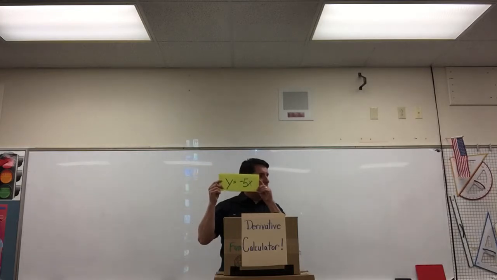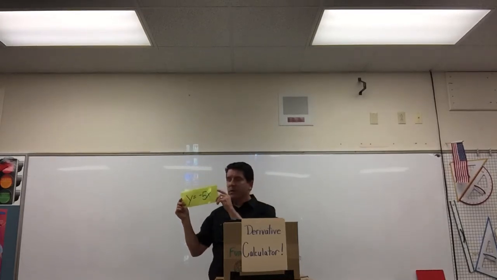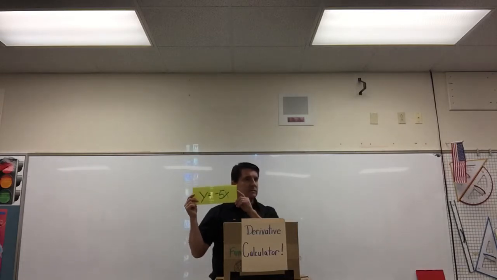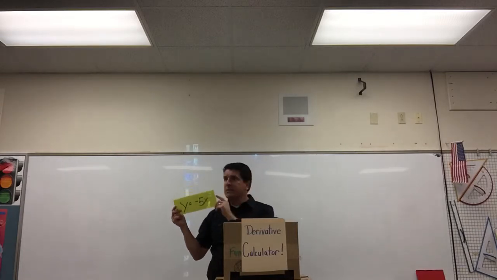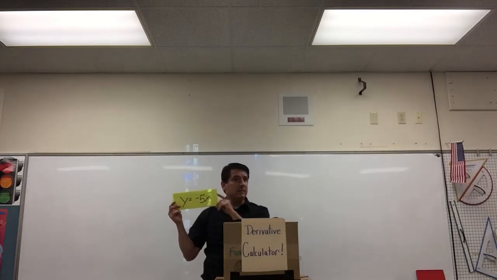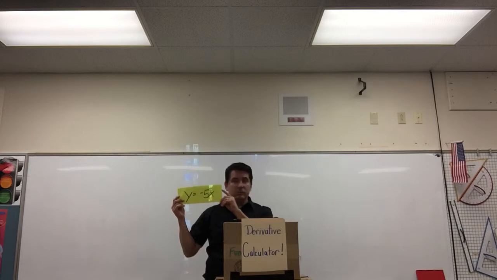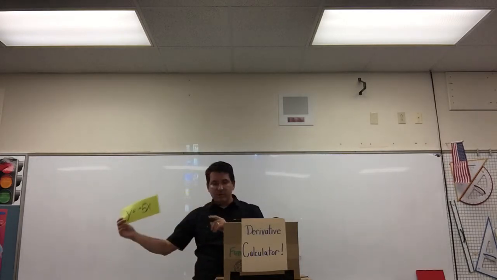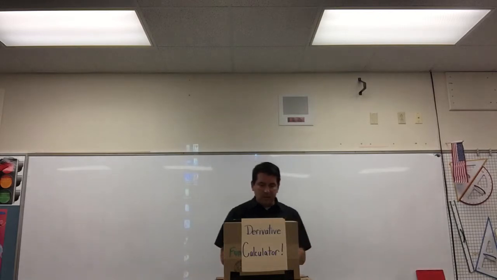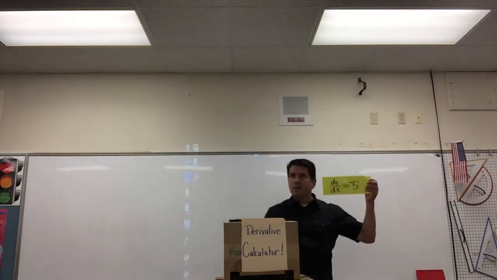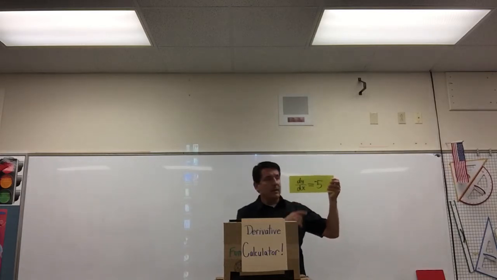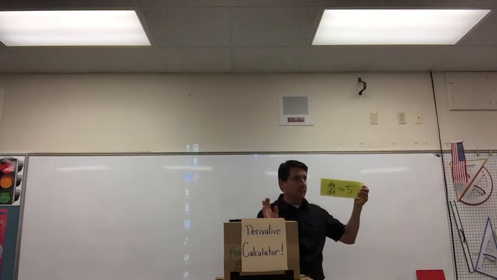Y equals negative 5x. Okay, picture that line. The slope of the line tangent is actually equal to the slope of this line all the time. So, what's the slope of this line? Negative 5. So if I plug in the f of x, or the y equals, I get dy dx, which is another name for the derivative, and it's equal to negative 5 all the time.